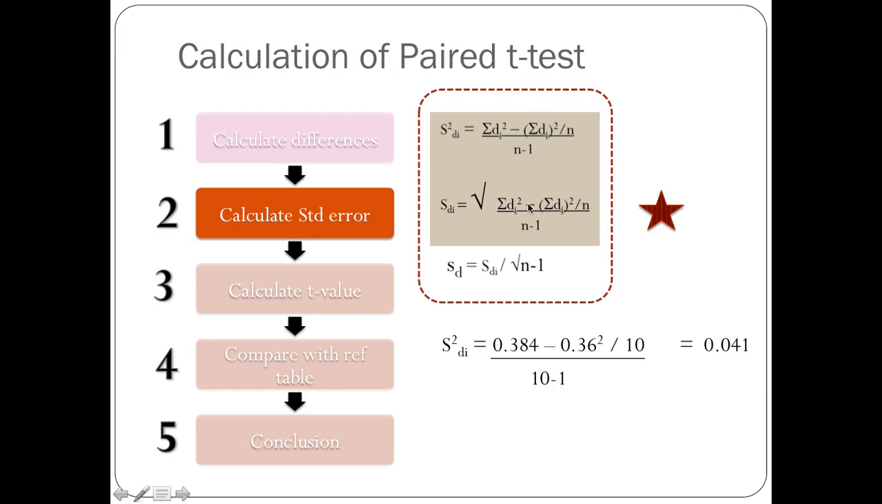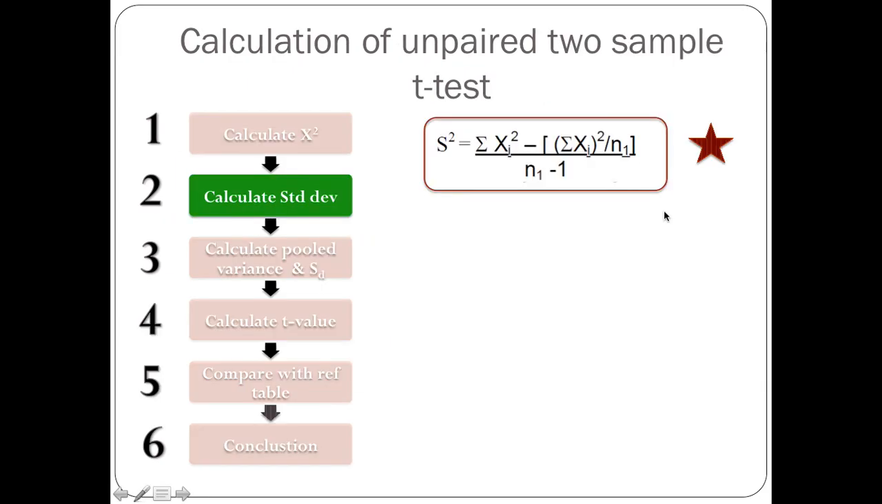So this is the formula for the paired t-test. The formula is exactly the same. The only difference is that this is the differences of the two groups, the paired group. Whereas for your unpaired two sample t-test, you need to calculate the standard deviation for two groups separately. So just like this.